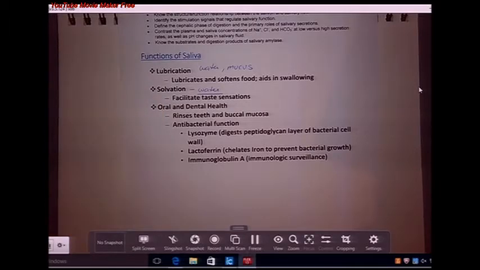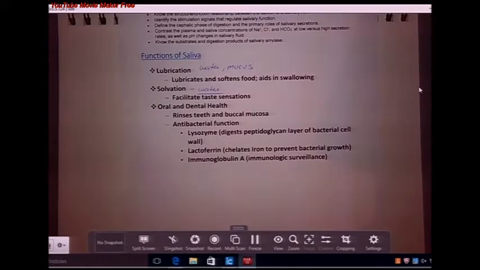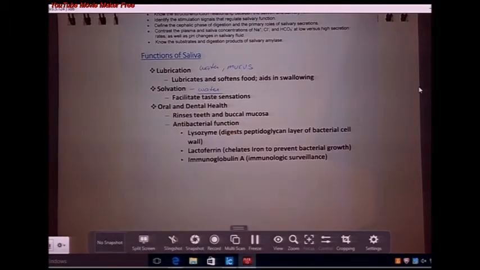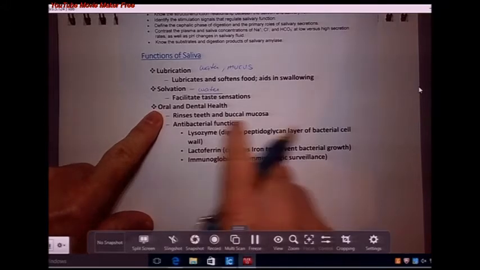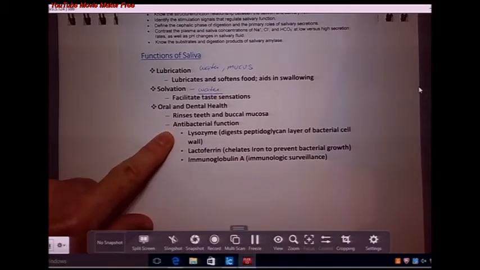Nice job. Okay, so this is involving taking water, taking small molecules from our food, putting it into solution that bind to our tongue. If we didn't have this material, these ligands could not bind to the receptors and trigger any kind of taste sensation. Oral and dental health: rinses teeth, buccal mucosa, and this is the big function.